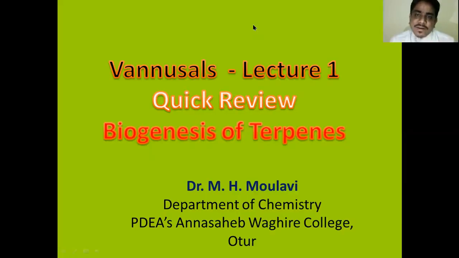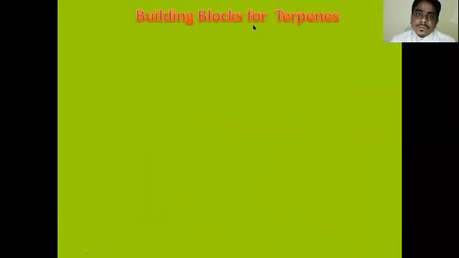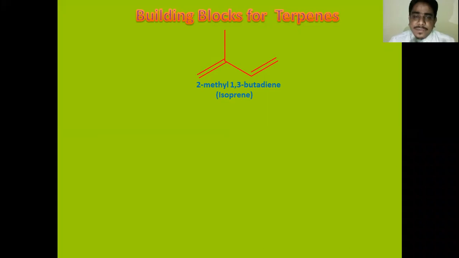Vannusal is a triterpene, so it is very important to look at the biogenesis of terpenes. How the terpenes are formed in nature is a big question. So let us look at the building blocks for the terpenes. Just like amino acids are the building blocks for proteins, here the isoprene unit, that is 2-methyl-1,3-butadiene, is a building block for all the terpenes.